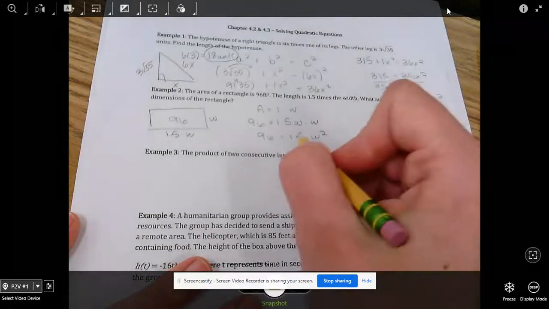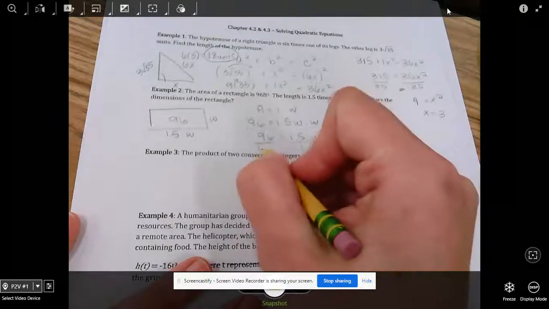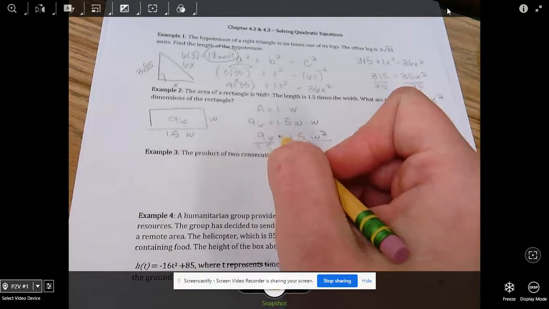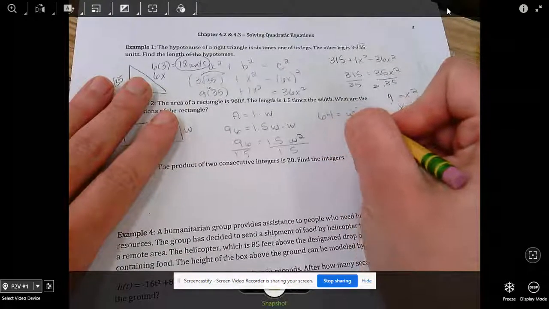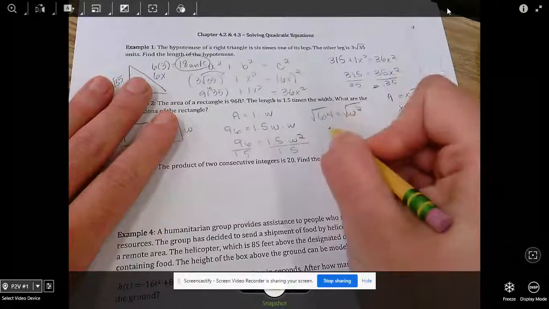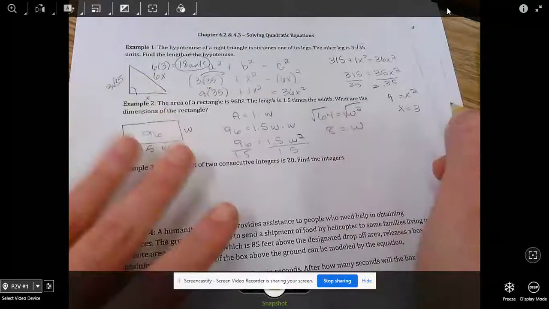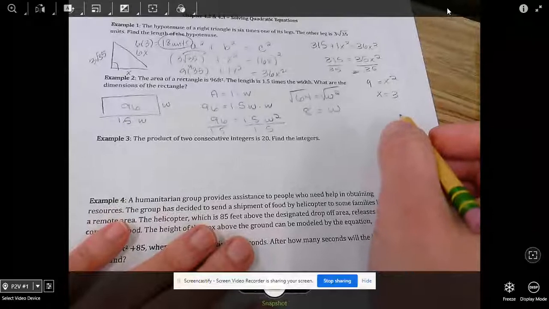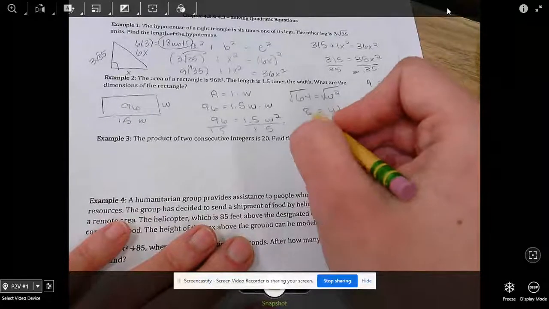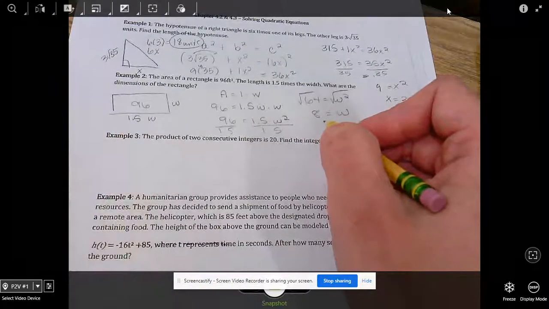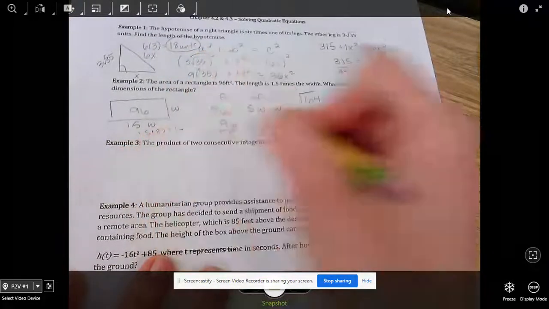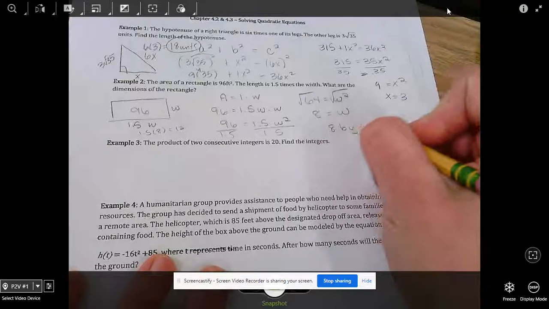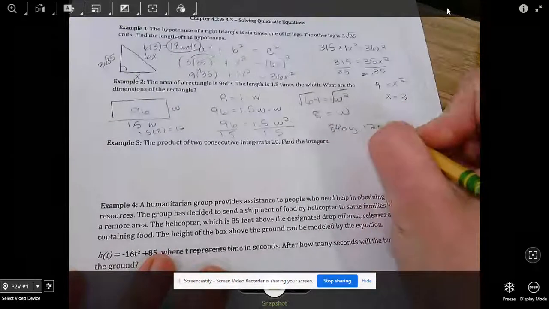So to get W by itself, I'm going to divide by 1.5. I'm going to get 64 equals W squared, and then I take the square root on both sides to just get the principal square root, because I don't want a negative width. But they want to know the dimensions of the rectangle. So if I substitute 8 in for width, 8 times 1.5 is 12. So it is an 8 by 12, or 8 foot by 12 foot rectangle.